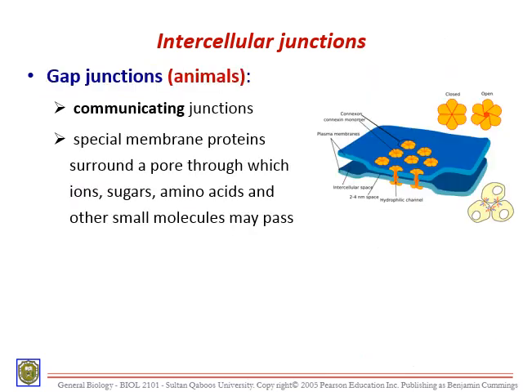So the third kind of intercellular junction in animal cells is known as the gap junction. Gap junction is also known as the communicating junction. From the name, we can guess what the function of the gap junction is. So basically, let me draw two cells here. This is one cell, and this is another cell.